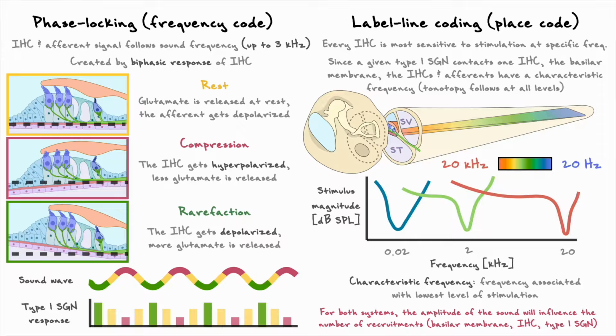We've seen with the basilar membrane that louder sounds will make other parts of the membrane move as well, and this is simply because it provides more energy to the cochlea. In the same fashion, loud sounds will recruit more hair cells and thus more afferents. You can even infer this relationship from the experimental graph.